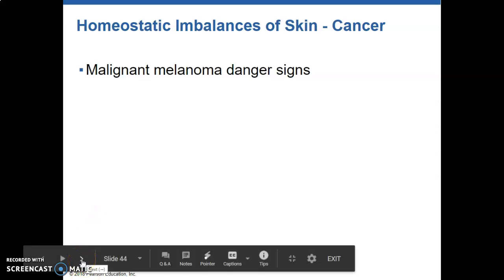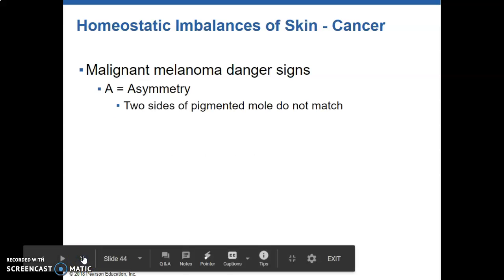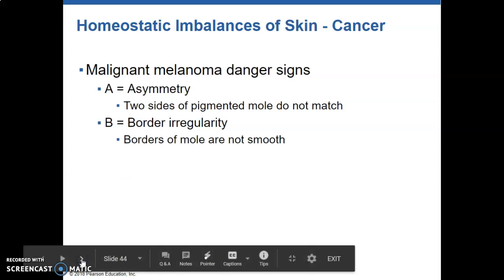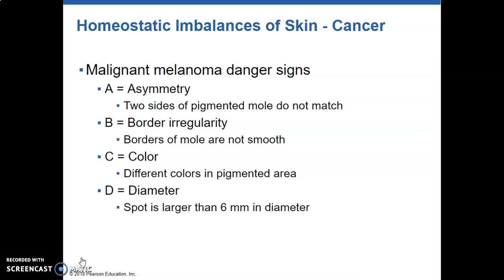All right, some danger signs here for malignant melanoma. A stands for asymmetry. The 2 sides of the pigmented mole don't match one another. B stands for border irregularity. The borders of the mole are not smooth. C stands for color. There could be differences in the color or the density of the pigmentation within the melanoma. D stands for diameter. So the spot is likely to grow larger than 6 millimeters in diameter. So that's the ABCD of malignant melanoma danger signs.